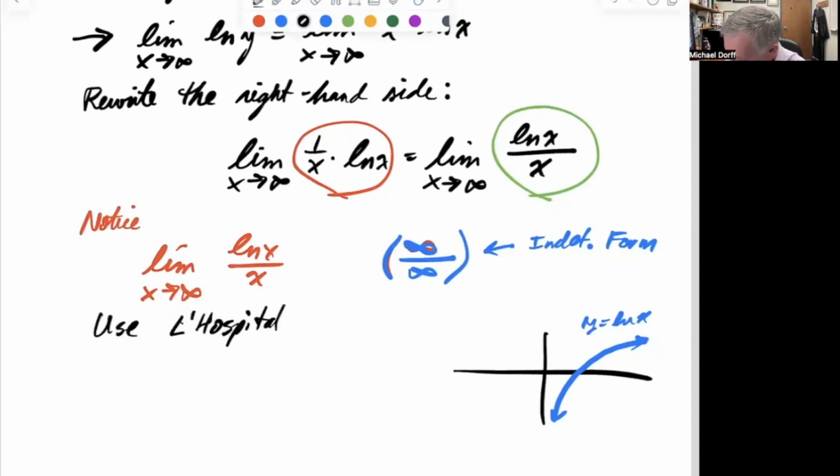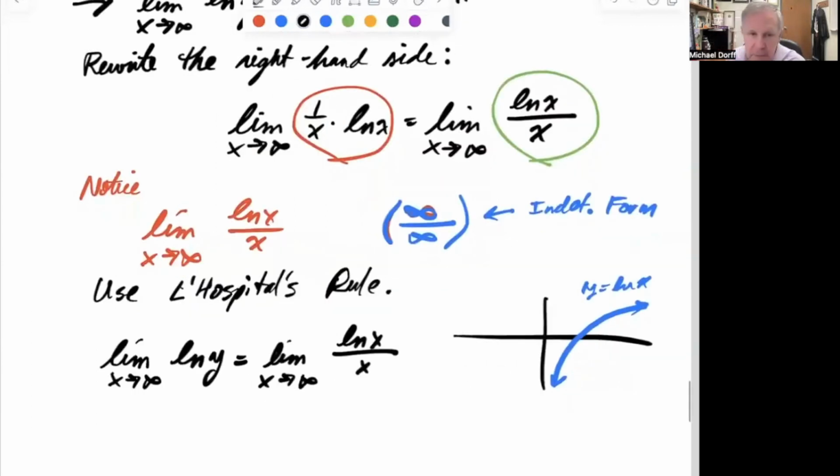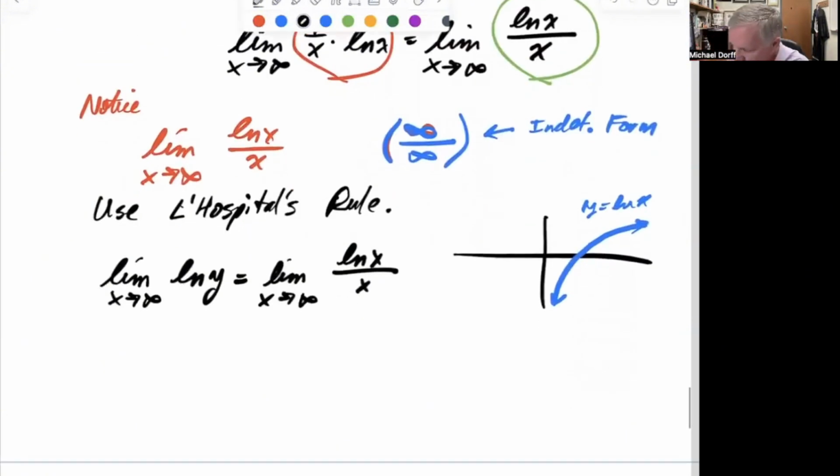Use L'Hopital's rule here. Let me do this again. On the left-hand side, we have the limit as x goes to infinity of the natural log of y. And you may say, well, y doesn't have any x's in it, but y is dependent upon x. So we're going to just write it that way for now, and we'll be able to use that.